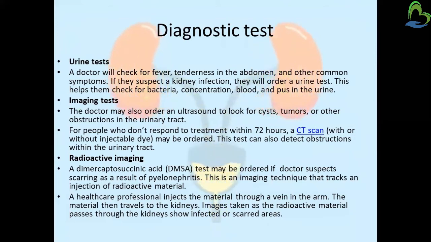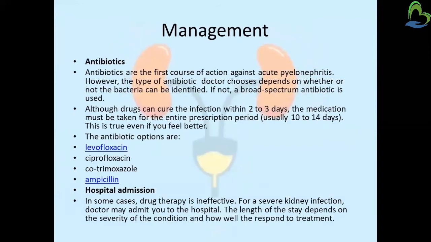Then radioactive imaging: a DMSA test may be ordered if the doctor suspects scarring as a result of pyelonephritis. These imaging techniques involve injection of radioactive material. The healthcare professional injects the material through a vein in the arm. The material travels to the kidney. Images are taken as the radioactive material passes through the kidney and shows infected or scarred areas.